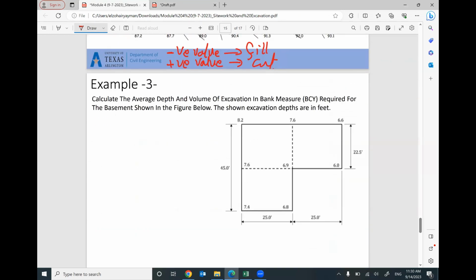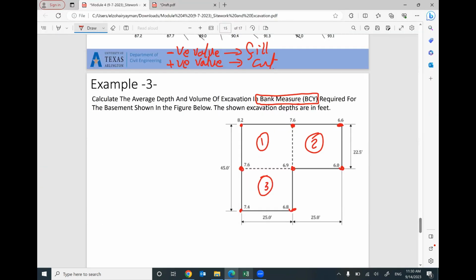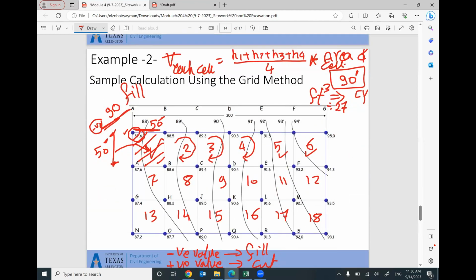We have another problem, which is a little simpler. Calculate the average depth and the volume of excavation in bank measurement, bank cubic yard, required for the basement shown in the figure. The shown excavation depths are in feet. At this corner, the area of the land is divided into 3 cells: 1, 2, 3. If you have a very small number of cells like this, there is no need for Excel. Excel is used if you have many cells in your area.